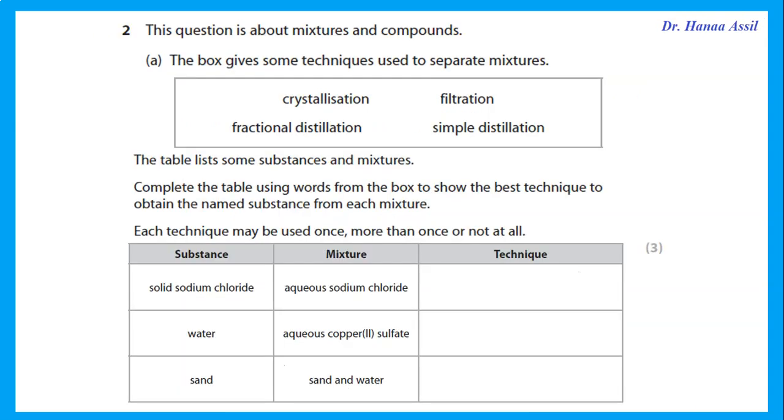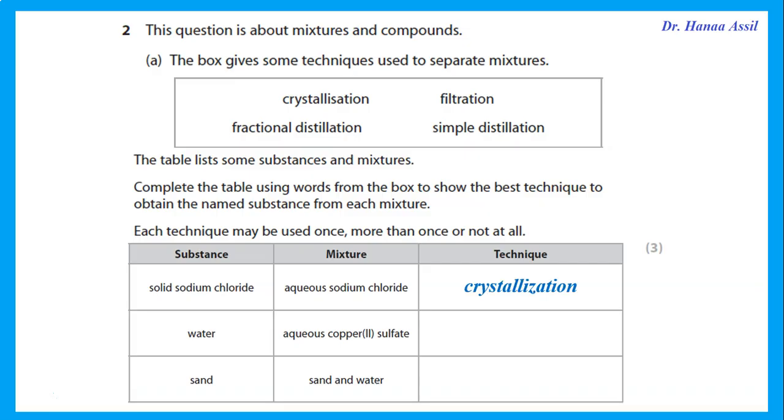This question is about mixtures and compounds. The box gives some techniques used to separate mixtures. The table lists some substances and mixtures. Complete the table using words from the box to show the best technique to obtain the named substance from each mixture. So if we're trying to get solid sodium chloride from aqueous sodium chloride, that means we have the solution and we want what? We want the solid.